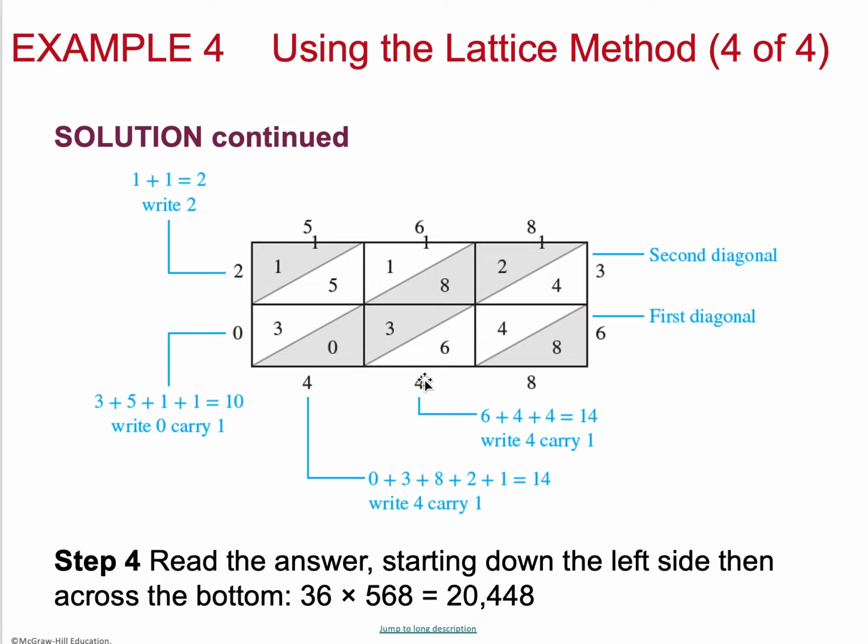And then I have 4, 6, 4, 4. So I get 4. So 6, 4, 4 is 14, so I write the 4 and I carry the 1. So all of these are ones that are being carried over at the top. If I read the answers starting at the left side, then across the bottom, I'm going to get 20,448. Why would I actually show my students this?